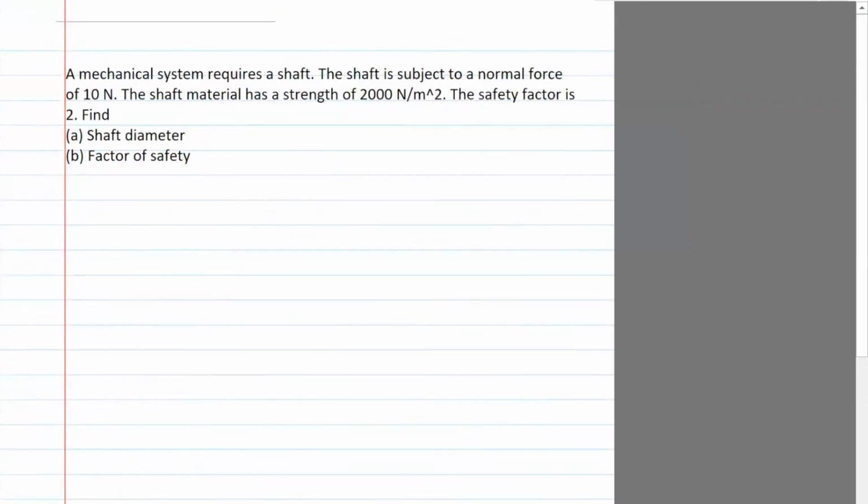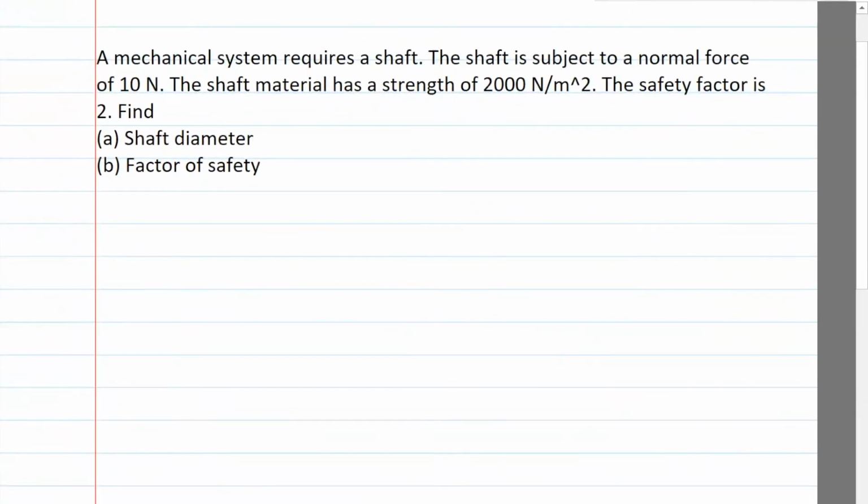Here is a problem, and I don't know if you want to copy this, but as I said, I'll be available later. A mechanical system requires a shaft. The shaft is subject to a normal force of 10 newtons. The shaft material has a strength of 2000 newtons per meter squared. The safety factor is 2, and that's a choice which the designer makes.